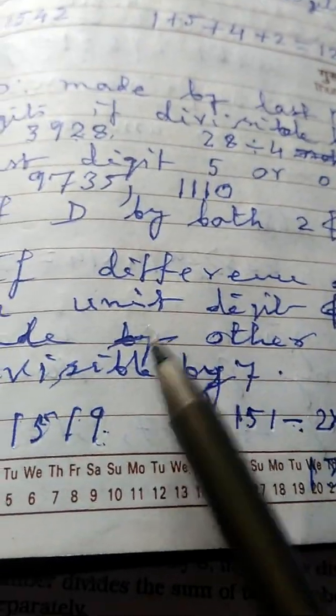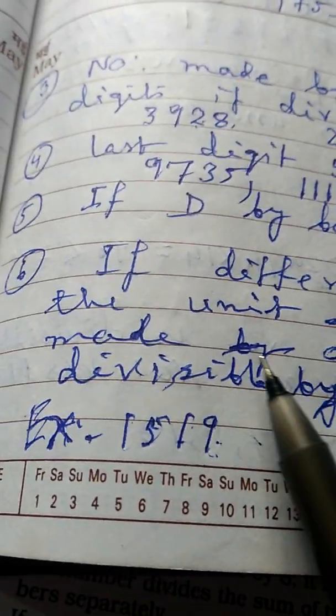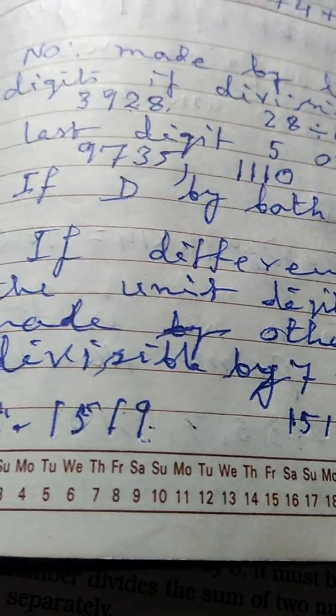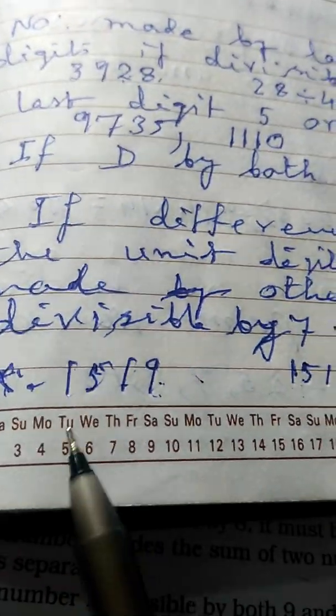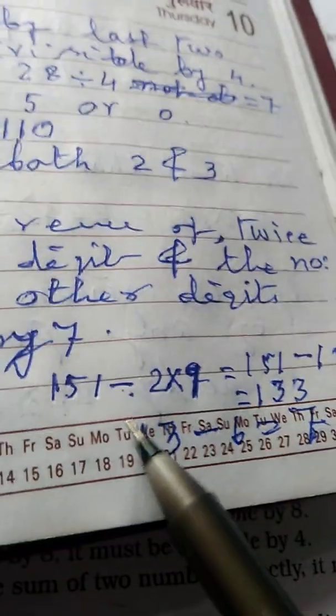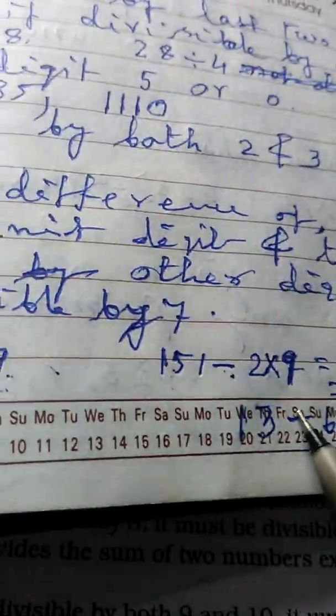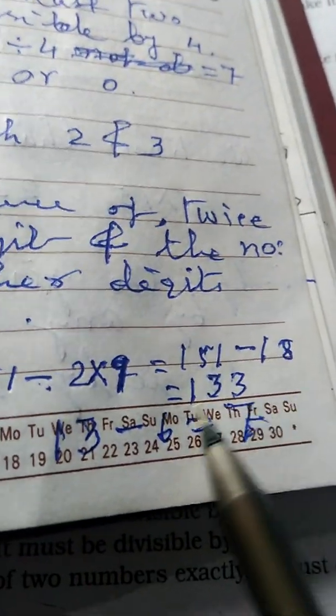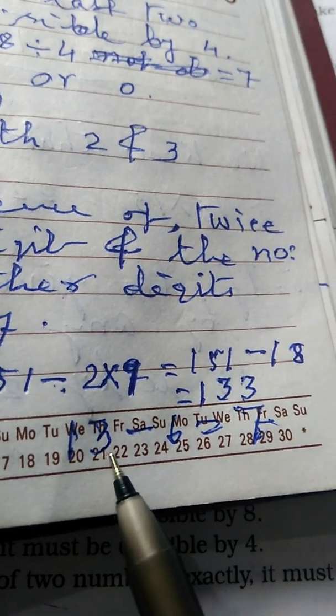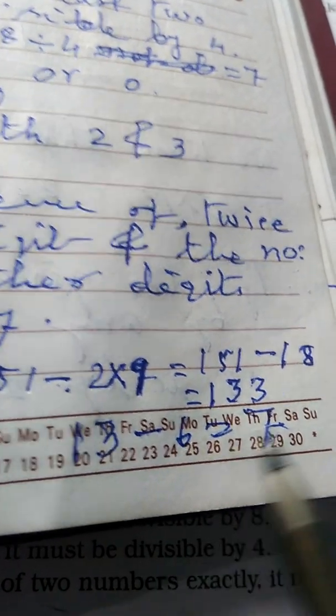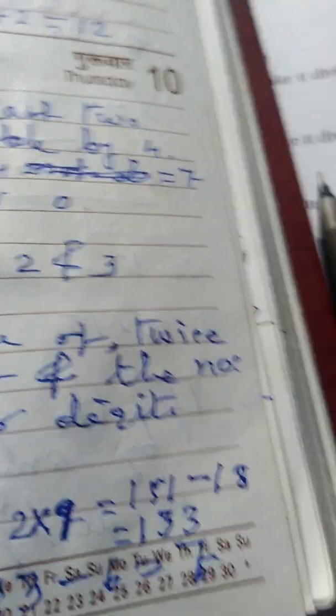Divisibility rule of 7. If the difference of twice the unit digit and the number made by the other digits is divisible by 7, then the number is divisible by 7. Like example 1519: 151 minus 2 times 9, that is twice the unit digit, gives 133. Again apply the same rule: 13 minus 2 times 3, that is 6, gives 7. As we know 7 is divisible by 7, so the given number 1519 is divisible by 7.